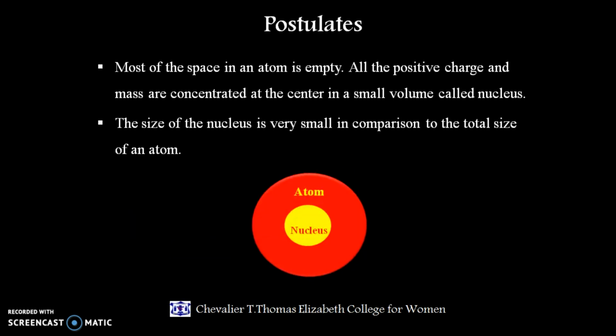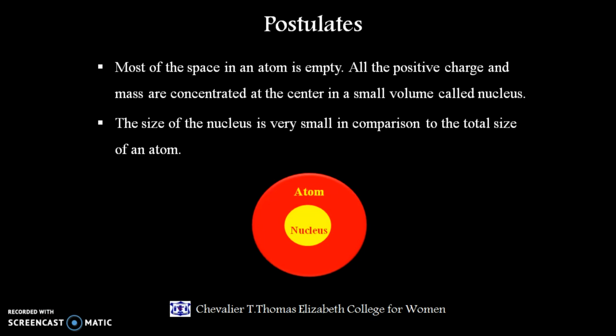In 1911, Rutherford proposed an entirely new model of the atom to explain the observations made by Geiger and Marsden. The postulates are: the entire positive charge and all of the mass of an atom are concentrated in one tiny area called the nucleus, and the rest of the atom is mostly empty space. That is what he said, as most of the space in an atom is empty. All the positive charge and mass are concentrated at the center in a small volume called the nucleus.